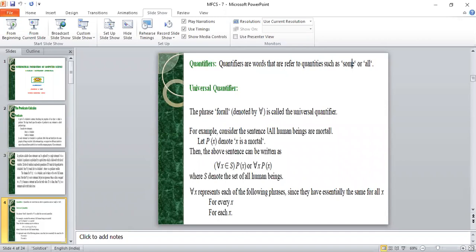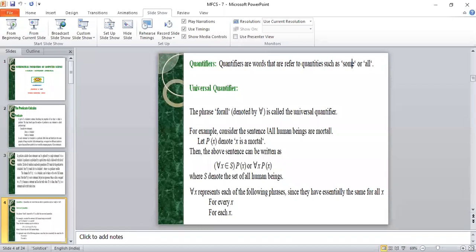So quantifiers refer to quantities such as some or all. The common property applicable to "for all" is called the universal quantifier, and the property applicable to "for some", "there is at least one", "there is" uses the existential quantifier.